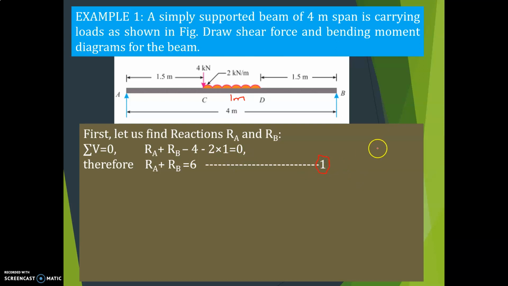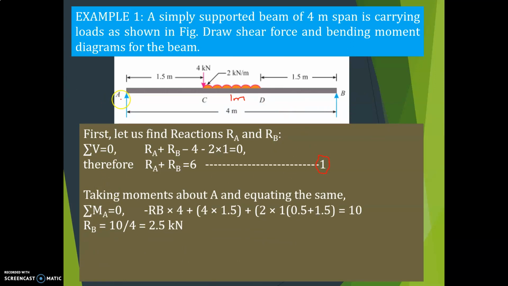Okay. Next take moment about A or B. I'll take moment about A and equate it to 0. So summation of moment about A is equal to 0. Here you have to consider clockwise is positive and anti-clockwise is minus. This is not bending moment. This is just moment, you are finding the reactions. Okay. Clockwise positive, anti-clockwise negative. No right side, no left side.